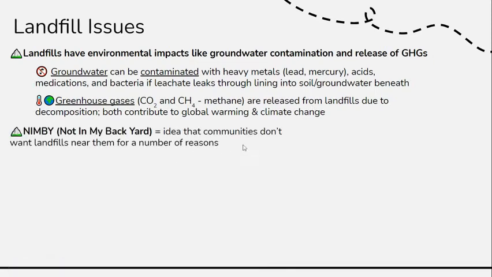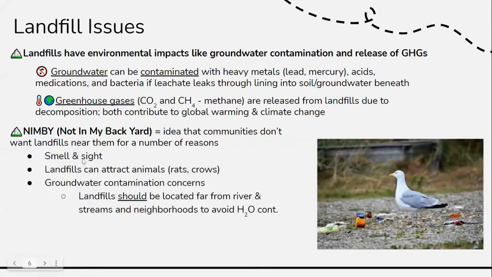And so, who wants to live here? No one. No one wants to live next to a landfill. We call them NIMBYs, not in my backyard. So it's a paradox. We need places to put all of our trash, but nobody wants this landfill in their backyard. The idea that communities don't want landfills near them for, again, a number of reasons.